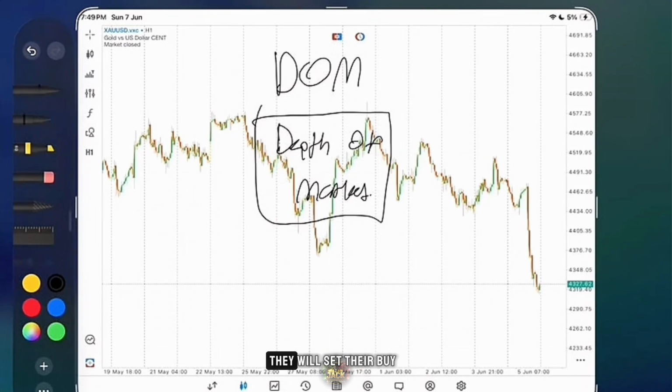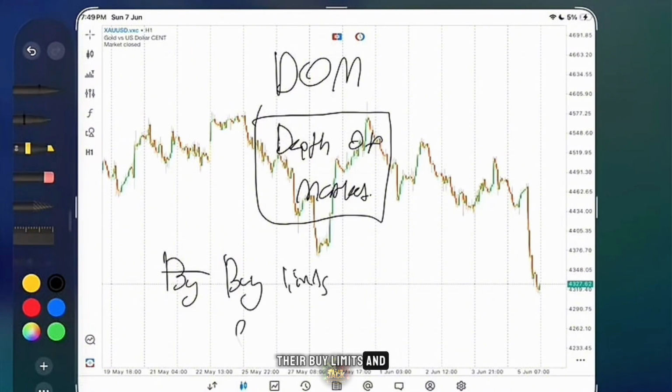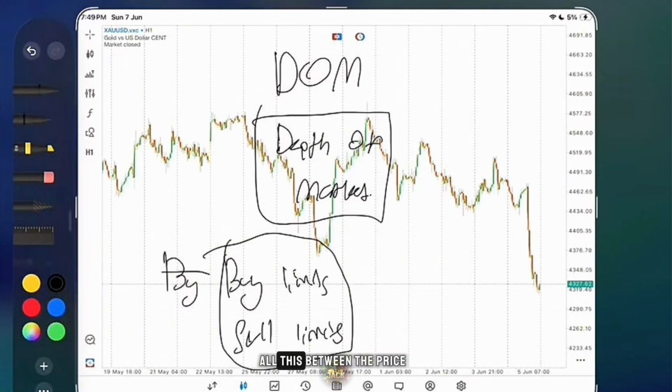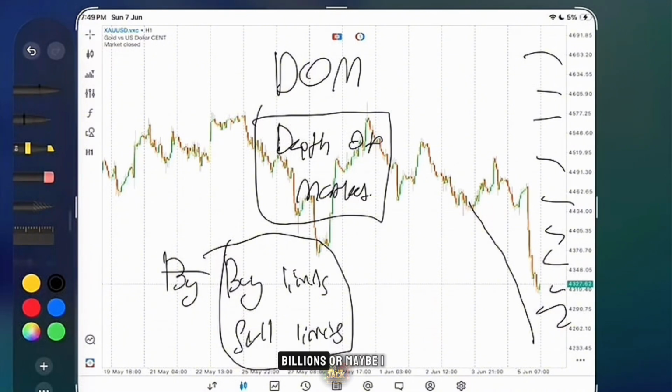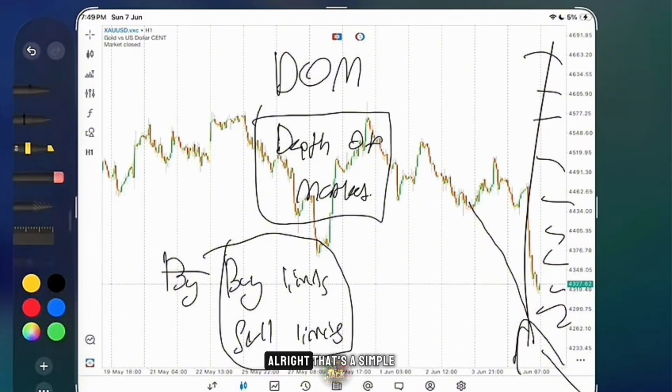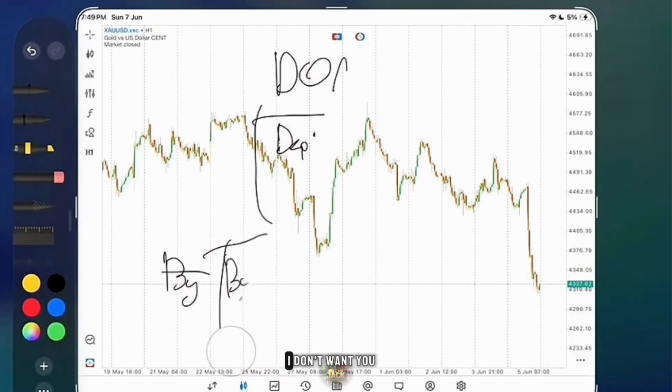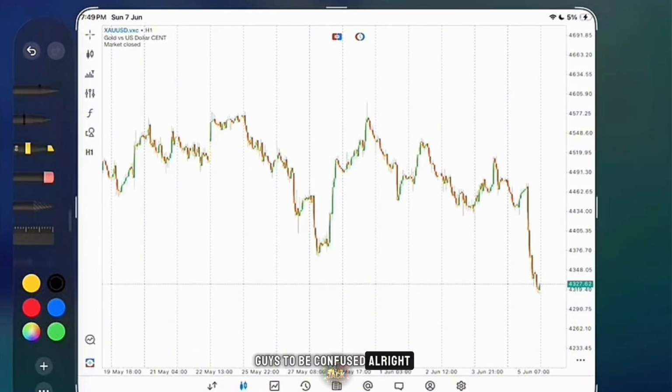Basically, all these huge firms, they will set their buy limits and also their sell limits. They will set all this between the price. So when price comes to their buy limit, they will dump in billions or maybe millions, billions. They will invest their money in it, and then they will push the price up. So they basically move the price with billions of dollars. That's a simple way for me to explain this. I don't want to go more in depth, I don't want you guys to be confused.